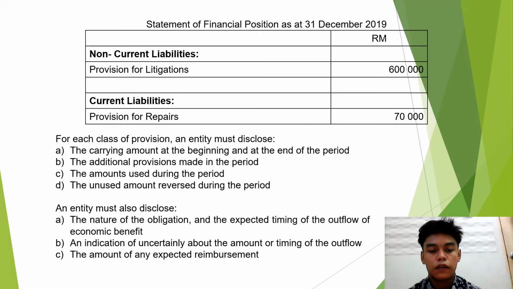For each class of provision, an entity must disclose: A. The carrying amount at the beginning and at the end of the period. B. The additional provision made in the period, the amounts used during the period, and the unused amount reversed during the period. An entity must also disclose: A. The nature of the obligation and the expected timing of the outflow of economic benefit. B. An indication of uncertainty about the amount or timing of the outflow. C. The amount of any expected reimbursement.